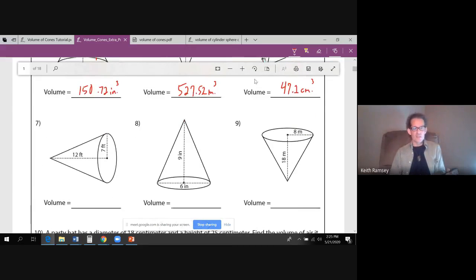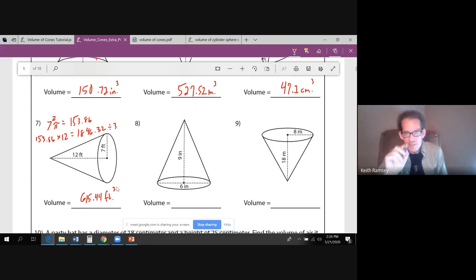Let's take a look at number 7 together. So my radius is 7. So 7 to the second power is 49 times pi should equal 153.86. I'm going to multiply that by the height. So 153.86 times a height of 12 is going to equal 1,846.32. And then I want to divide that by 3, which is going to equal a volume of 615.44 cubic feet.